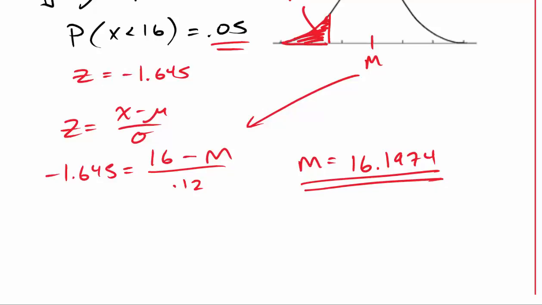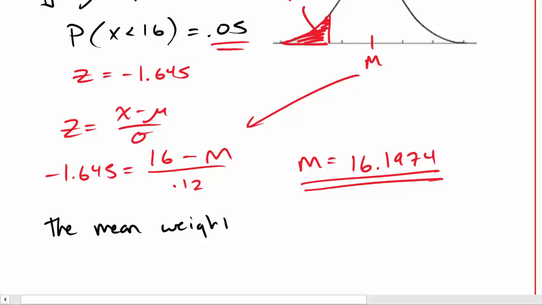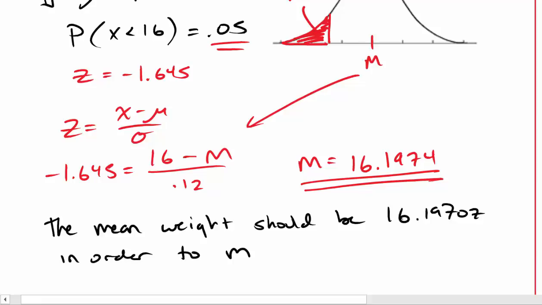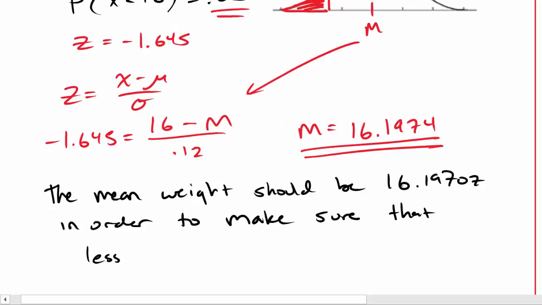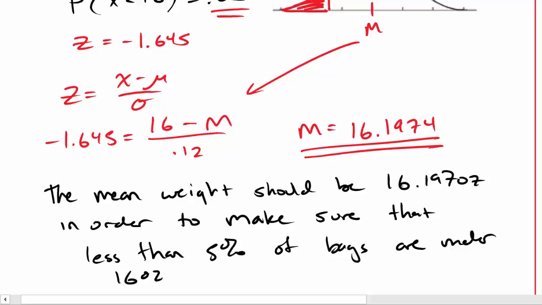So to conclude, let's write a sentence. The mean weight should be 16.197 ounces in order to make sure that only 5% of bags are under the 16-ounce threshold. That concludes this video. Thank you very much.